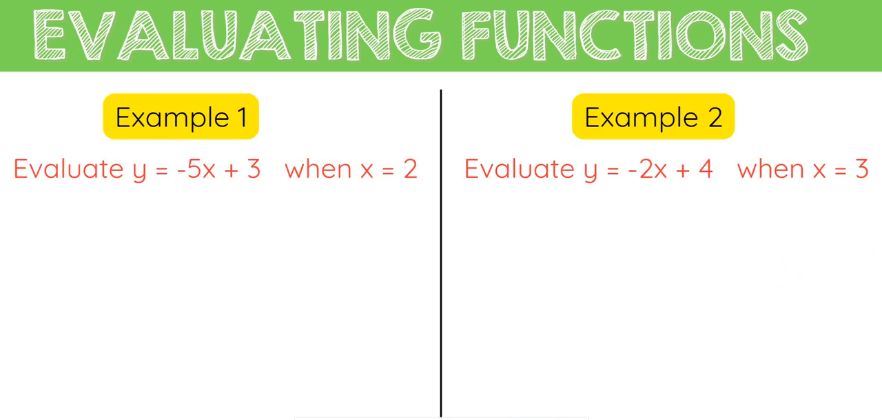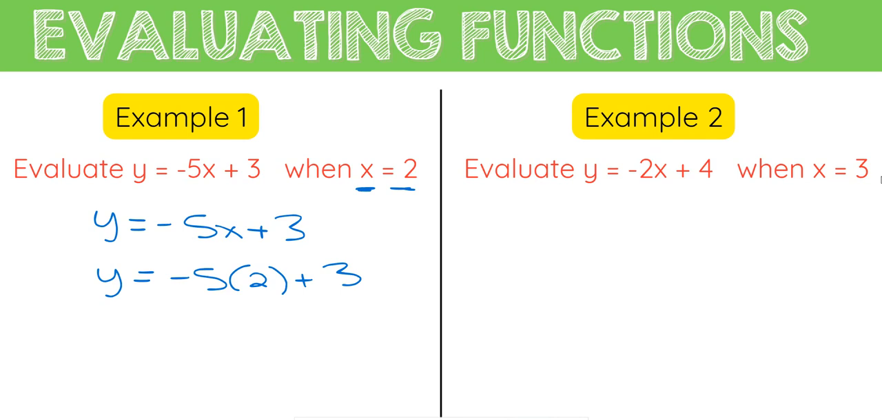Okay, so I'm going to show you how to do example 1, and then you'll do example 2 during the same time, just to make sure all the steps are lining up. So for example 1, I'm going to evaluate y equals negative 5x plus 3 when x equals 2. So I'm going to rewrite the equation again, and then I'm going to substitute x for 2, since that's what they tell us it's equal to. So I'm just replacing x with 2.